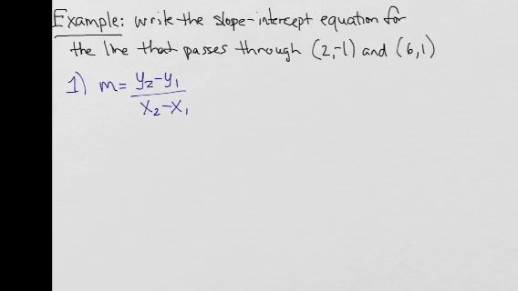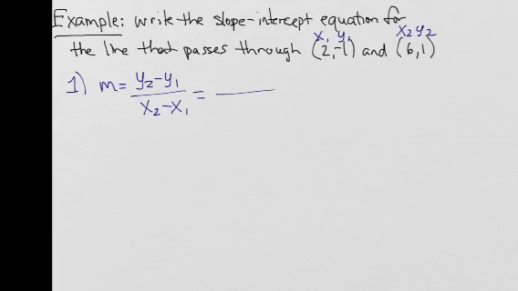So that means I want to go back and label these. This is my x1 and y1 because they're from the first ordered pair. And this is my x2, y2 because they're the second ordered pair. It's always x first, y second, alphabetical. That's why it's called an ordered pair, ABC order.